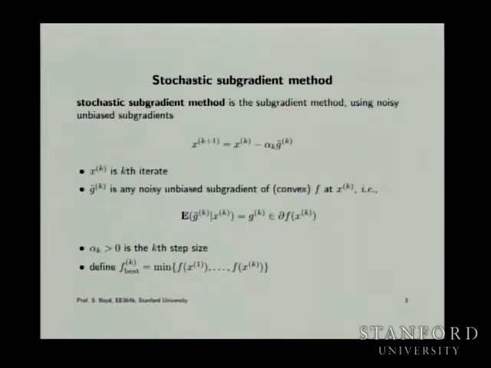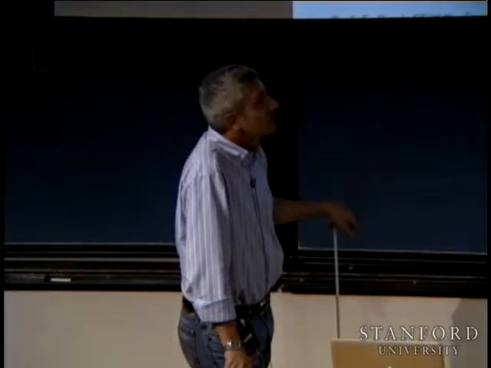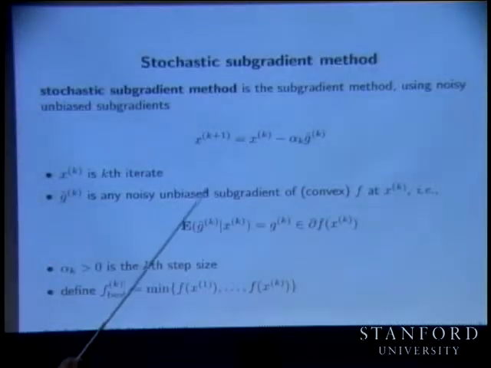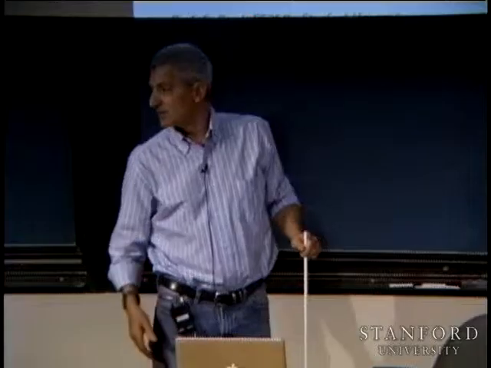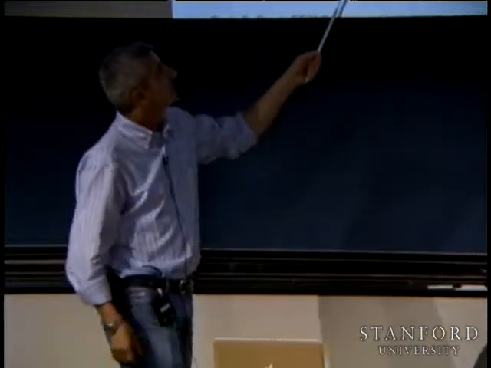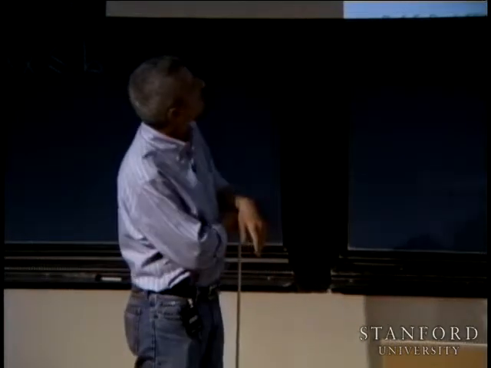Now I want to point something out. This is now a stochastic process, right? Because even if x0, your initial x, was deterministic, then g0 is already a random variable, and therefore x1, the first update, is a random variable, because it depends on g0. And so this is now a stochastic process: the trajectory of the stochastic subgradient method.